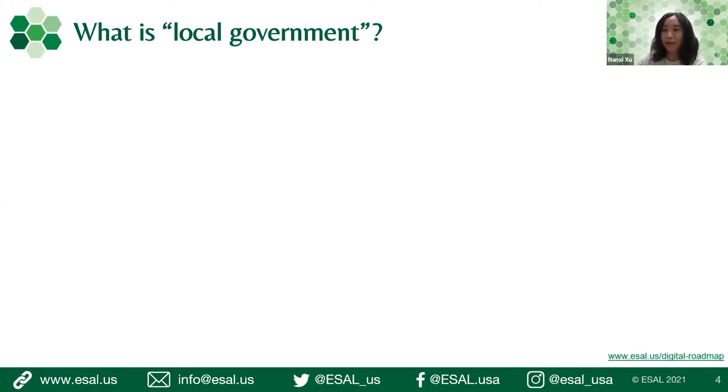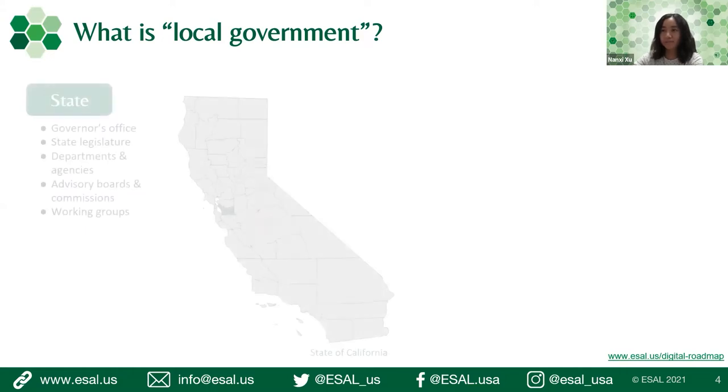By now you have heard me say many times local government, local communities, and local levels. Those phrases can have different meanings to different people. So to help you understand what exactly I mean by local, I want to go over this ESOL framework that we'll be using today. When I say local government, I mean anything below the federal level. So that would be state, county, city, or even lower levels.